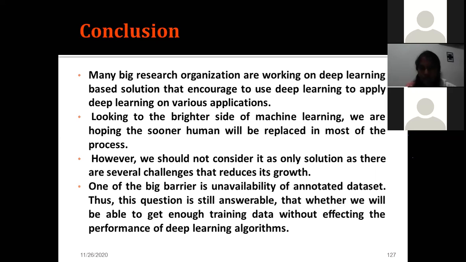We should not stick to one particular area. Since we know the technique, it can be applied to all streams, whether we belong to mechanical engineering, computer science, or triple E and I. All the problem statements that are available can be approached with the help of deep learning techniques.